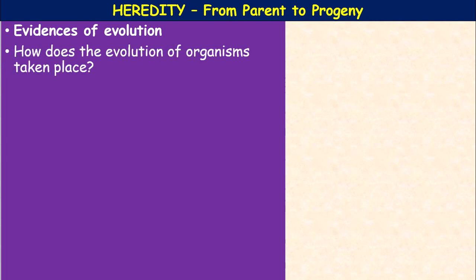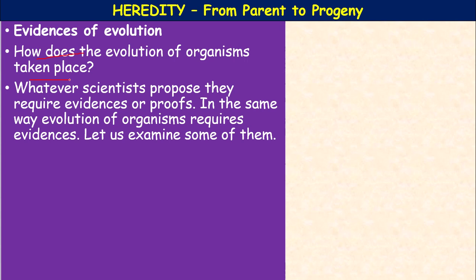Now, it is a very important concept we are going to enter into, evidences of evolution. What are the evidences of evolution? How has the evolution of organisms taken place? Whatever the scientists propose, they require evidences or proofs. In the same way, evolution of organisms requires evidences. Let us examine some of them.